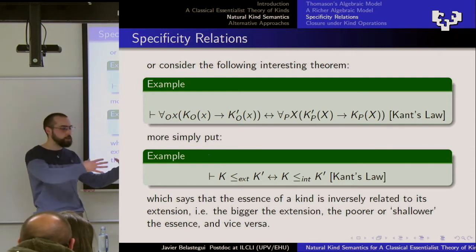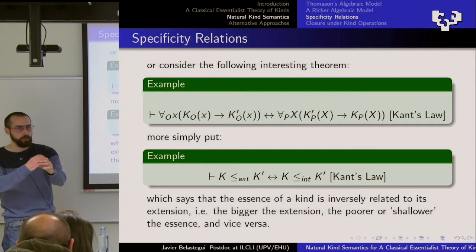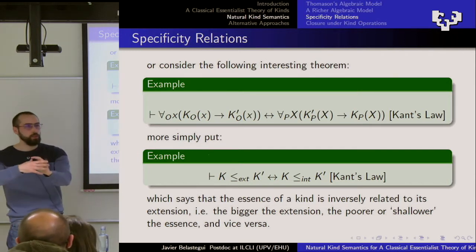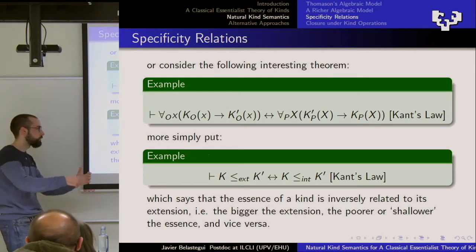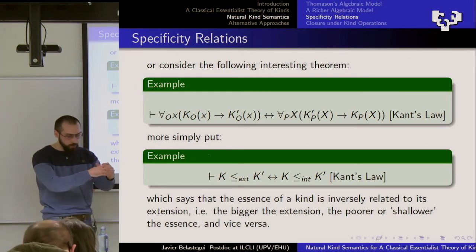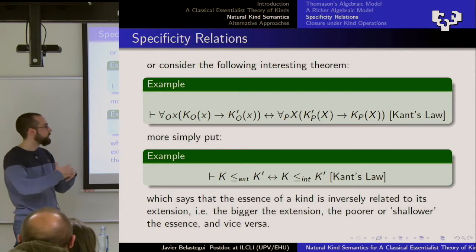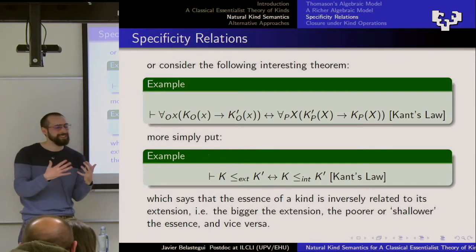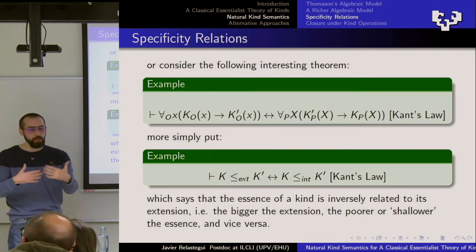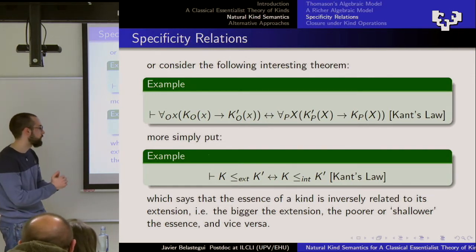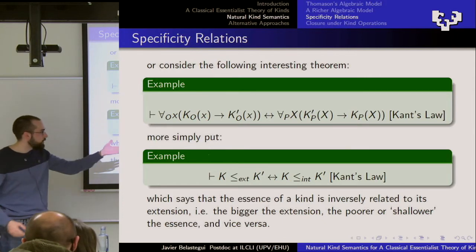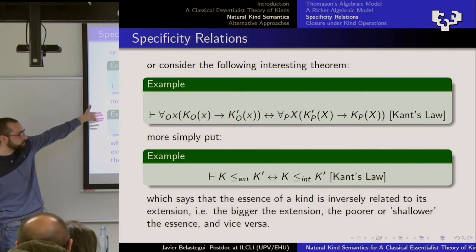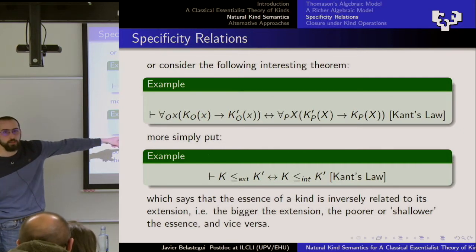the bigger the extension of the kind, the smaller the essence, basically. So the more objects belong to the kind, the less they have in common, and vice versa. The smaller the extension, the bigger the essence. So the fewer members the kind has, so the more specific it is, the more they have to have in common to belong to the kind. And this relation is basically what the formula expresses. And this is a theorem. So if you accept the two axioms, you have to buy this.